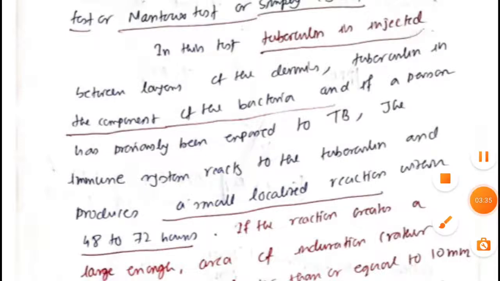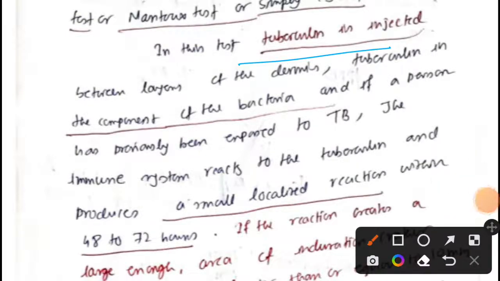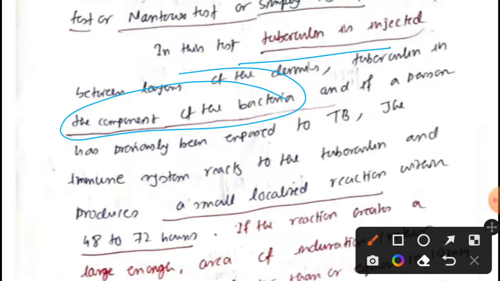So here we are simply inserting the tuberculin in between the layers of the dermis. This tuberculin is obviously a component of the bacteria. Now try to think about this: we have injected a foreign particle, right? Because it is a component of bacteria, it is obviously not a self component, so it is foreign. We have inserted it inside the body, so what will happen? Our immune system will do something to protect our body.